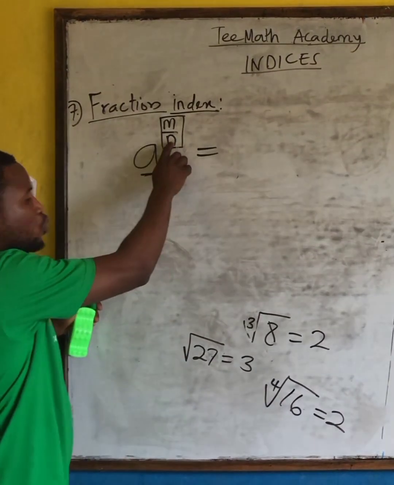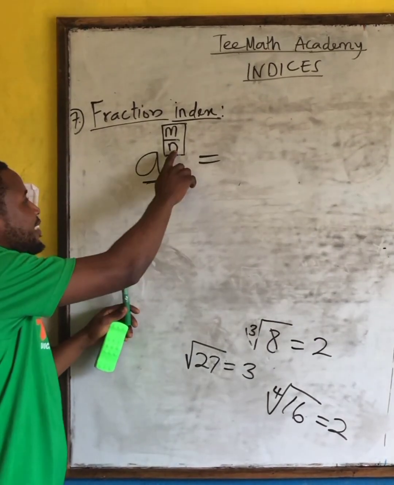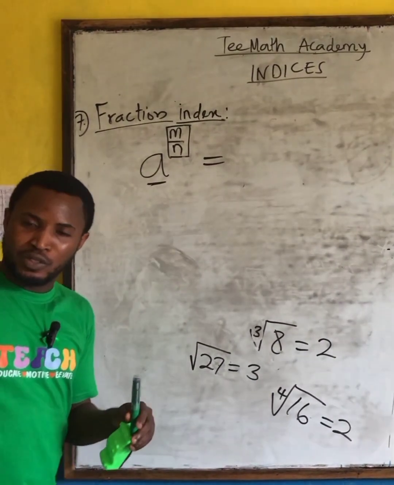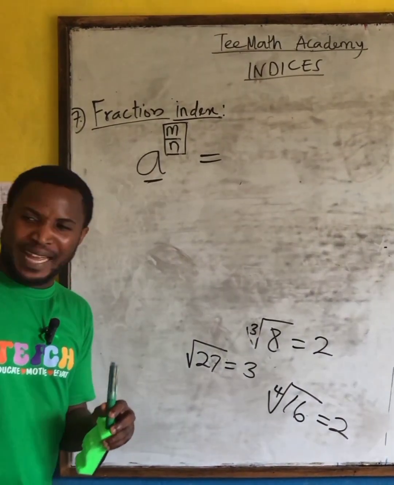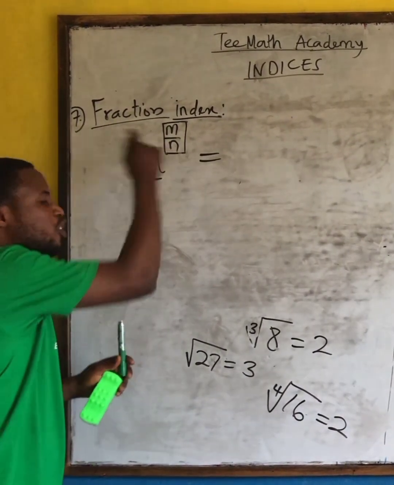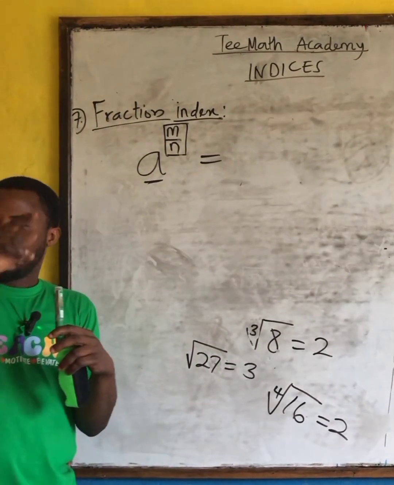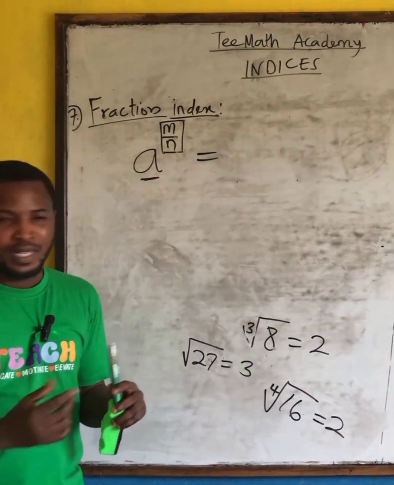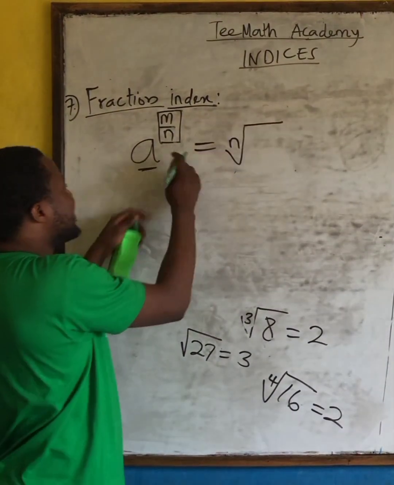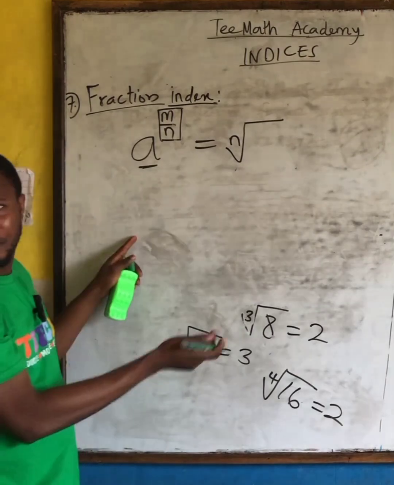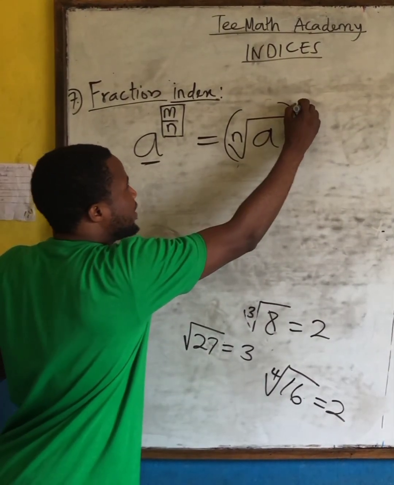If the denominator is 2, that will be square root. If the denominator is 3, that will be cube root. If it is 4, 4th root. If it is 10, 10th root. It depends on the value of the denominator, because the denominator is going to serve as the root. Now, to solve that, I'll say the nth root, this root will carry the base, then everything raised to the numerator, that is m.